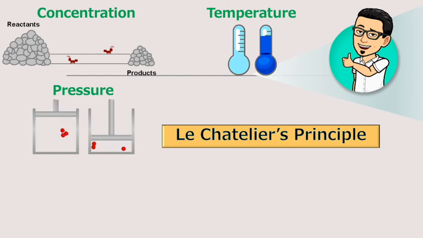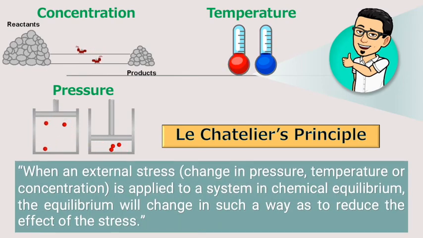Le Chatelier's principle helps to predict what effect a change in temperature, concentration, or pressure will have on the position of the equilibrium in a chemical reaction. Le Chatelier's principle states that when an external stress is applied to a system in chemical equilibrium, the equilibrium will change in such a way as to reduce the effect of the stress.